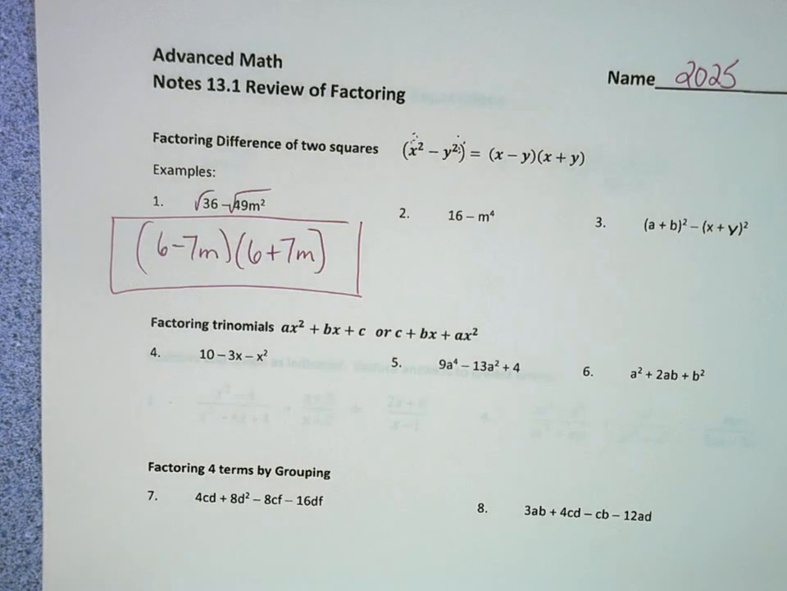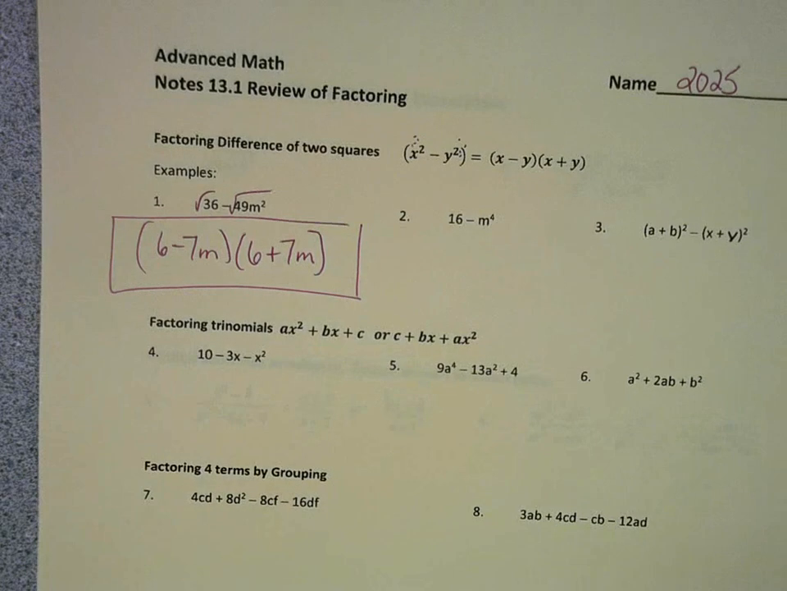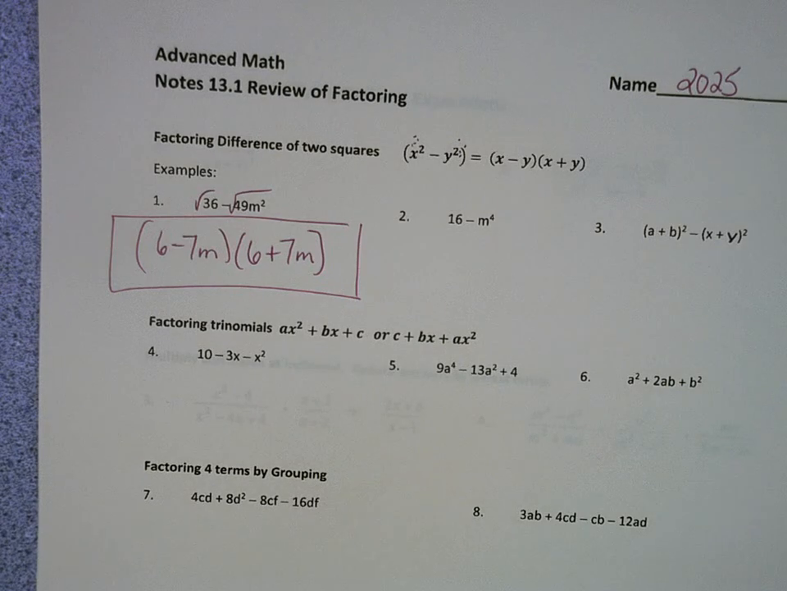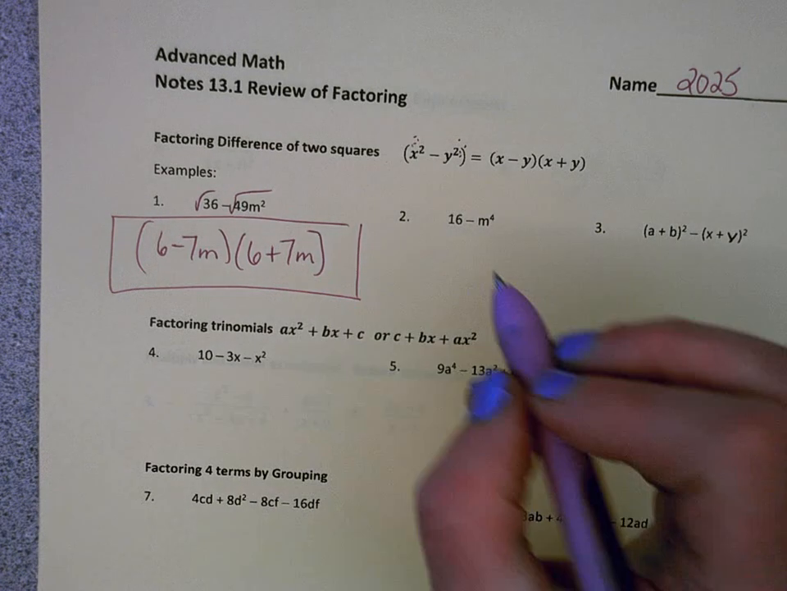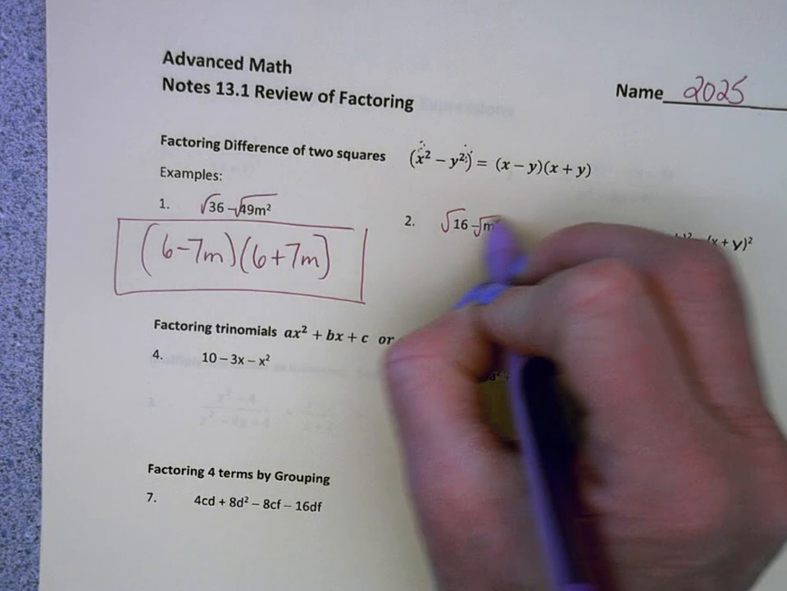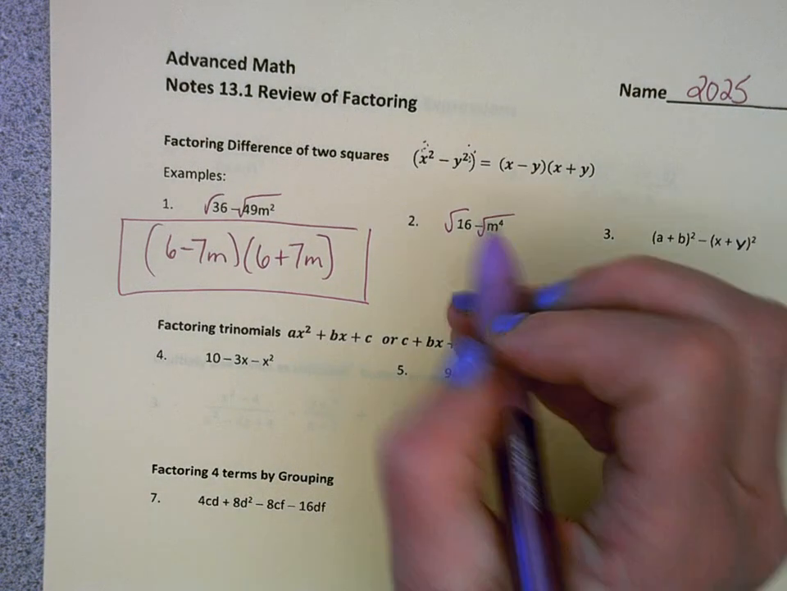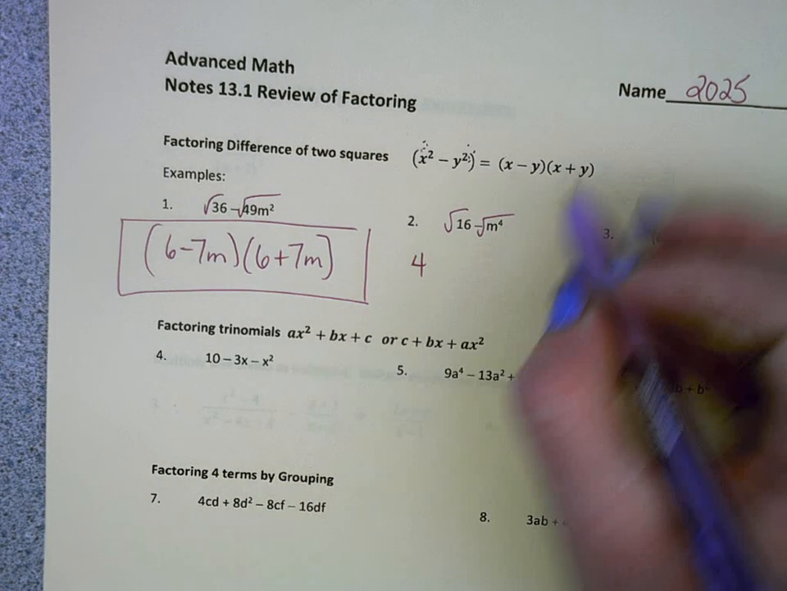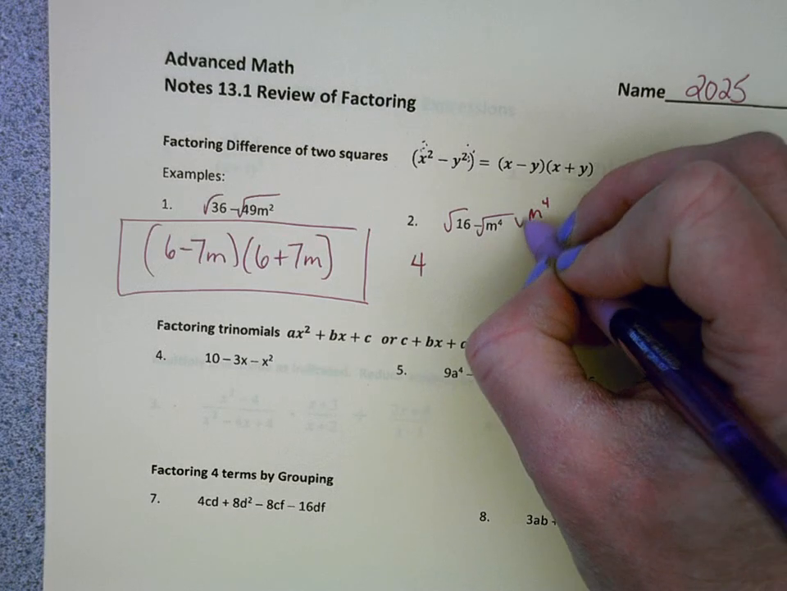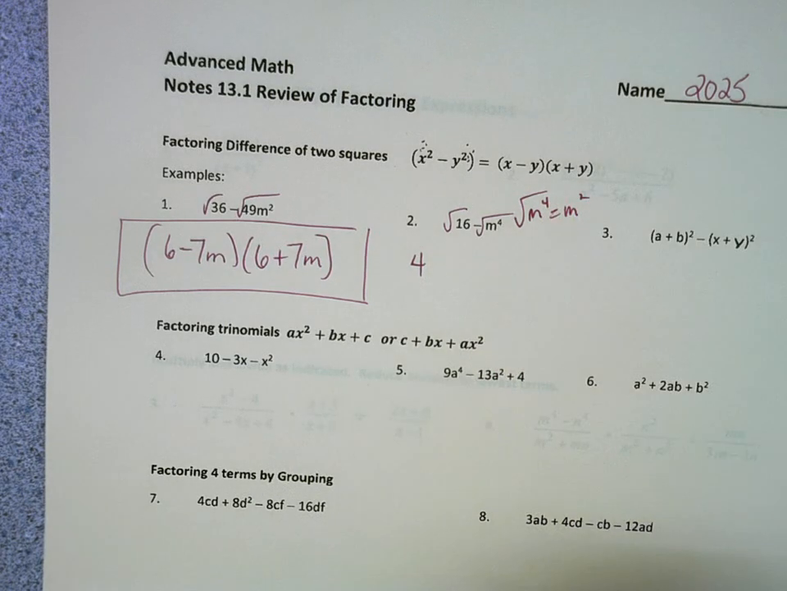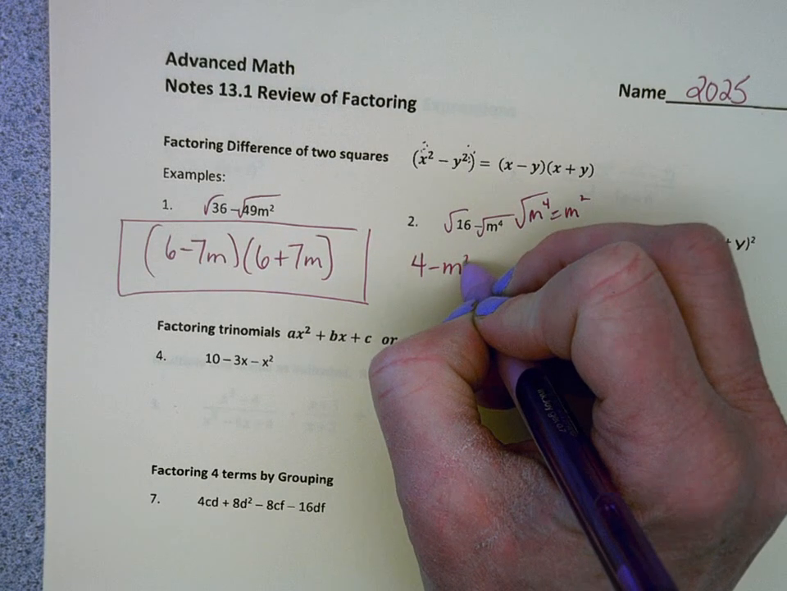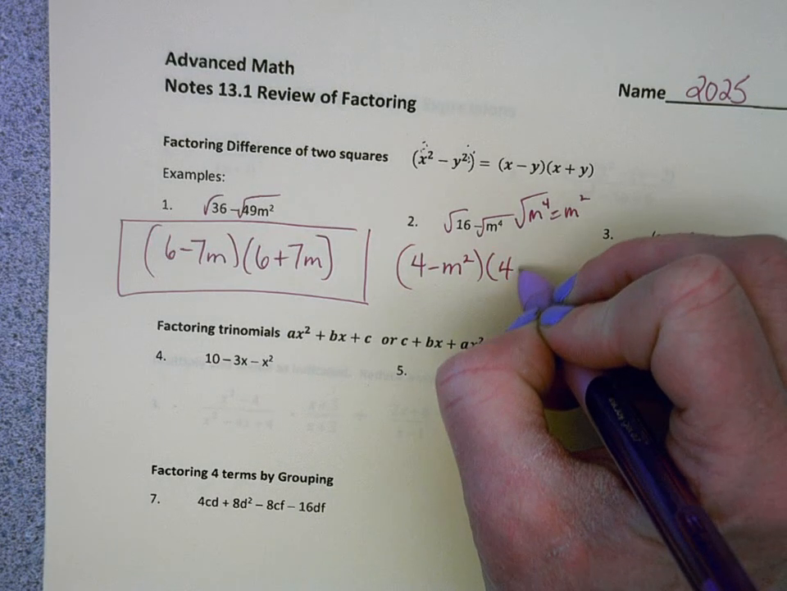You can always check it by an area model, but I'm hoping you guys feel easy with it, that you can do it without an area model. Same thing on number 2. You're basically taking the square root of both. The square root of 16 is 4. The square root of m to the 4th is m squared. So it'd be 4 minus m squared, 4 plus m squared.